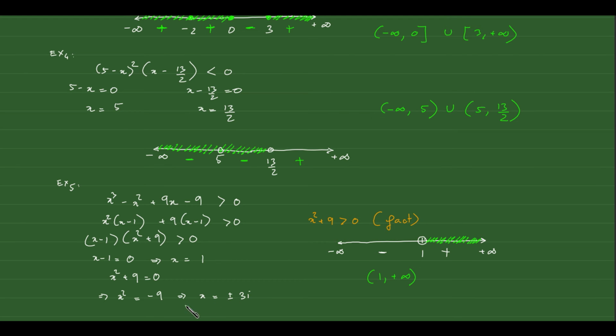So you don't need this either. The reason I wrote it down over here is just for you to see that we cannot put this on the number line. Okay, but on the real test, all you have to do is this. You put x squared plus 9 greater than 0 as a fact. Then you don't have to put it on the number line.